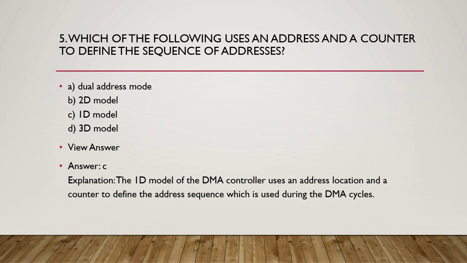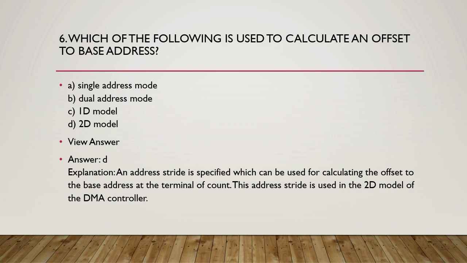Which of the following uses an address and a counter to define the sequence of addresses? Once again, A dual mode, B 2D model, C 1D model, D 3D model. It's the 1D model. The 1D model of the DMA controller uses an address location and a counter to define the address sequence which is used during the DMA cycles.